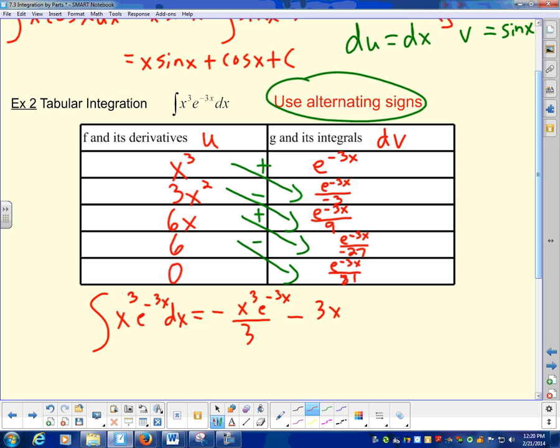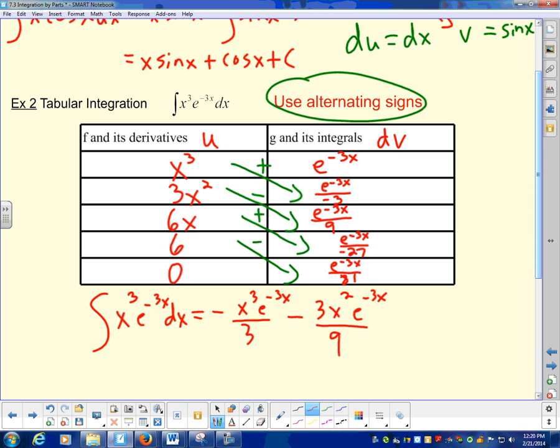Well, we could simplify too. Should we simplify in the same step? Would that be okay if I did that? No? Yeah, okay, I better not. 3x squared e to the negative 3x over 9. If you'd like to simplify, you can. This is going to end up being 1/3.